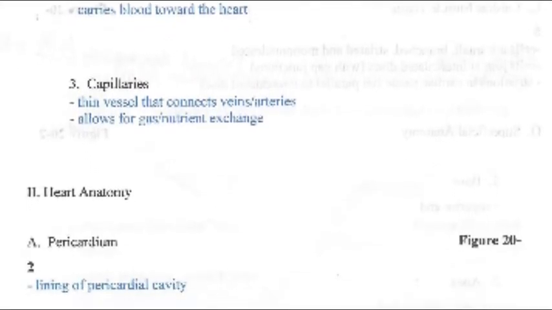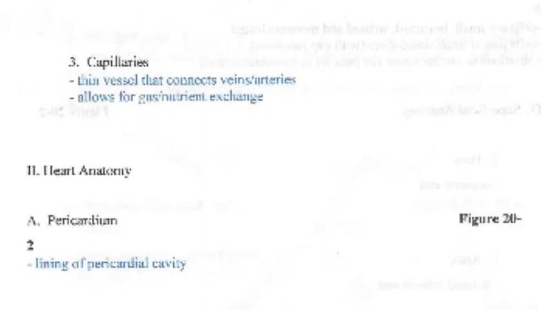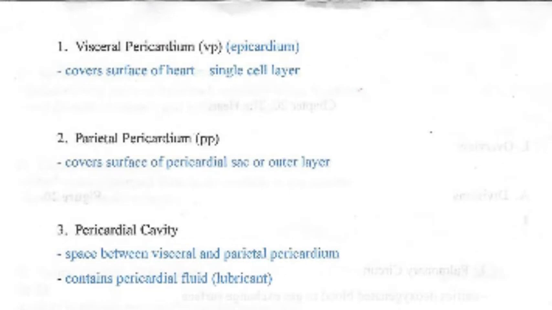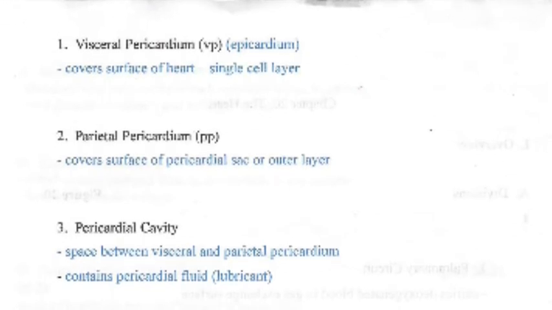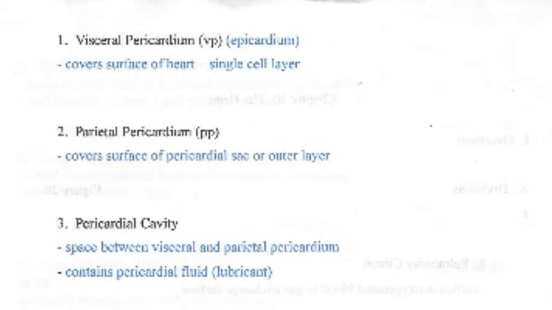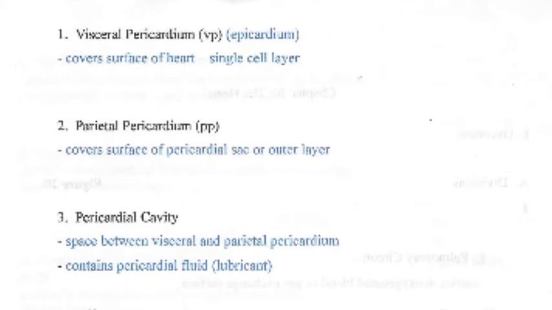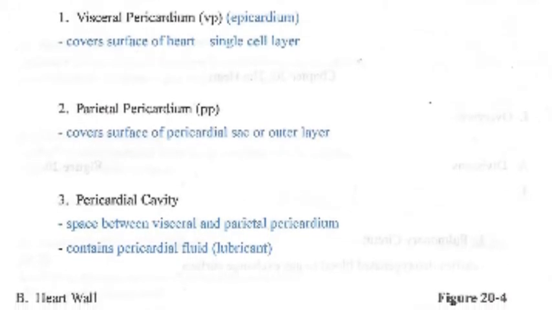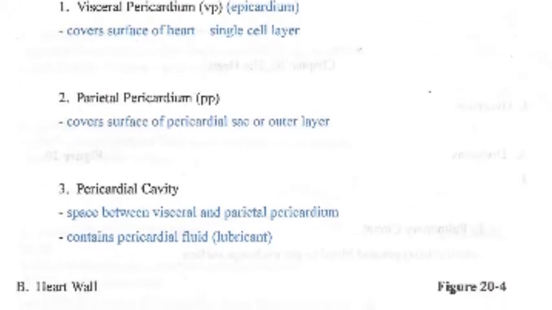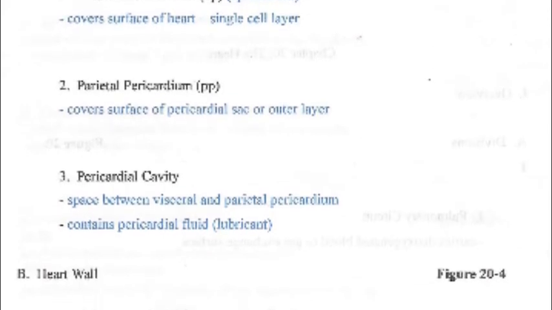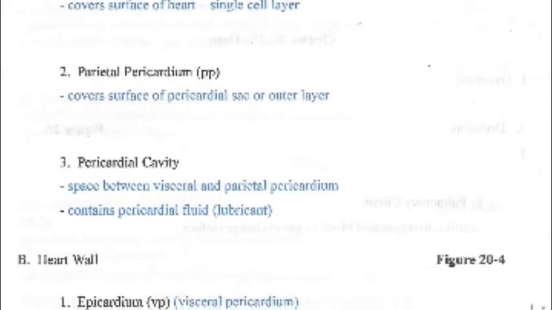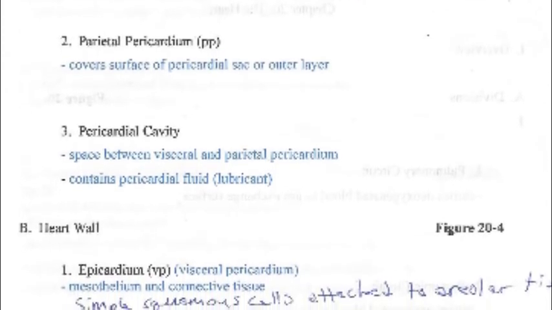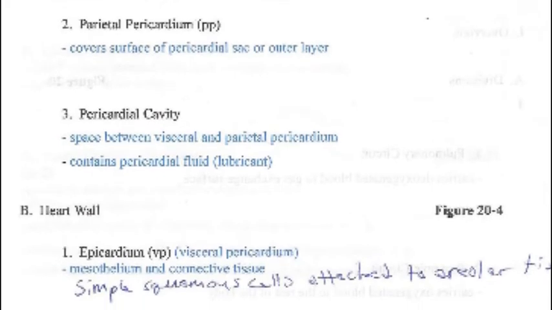Heart anatomy. Pericardium. The pericardium is the lining of the pericardial cavity. The visceral pericardium, also known as the epicardium, covers the surface of the heart and is a single cell layer. The parietal pericardium covers the surface of the pericardial sac, or the outer layer. The pericardial cavity is the space between the visceral and parietal pericardium. This cavity contains pericardial fluid, which is a lubricant.